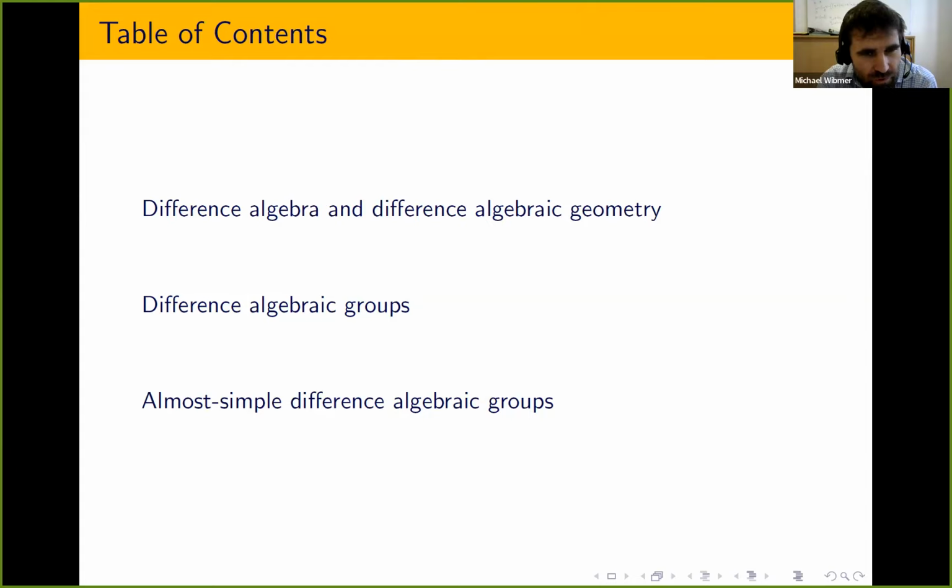I'll try to formally explain in detail what we even mean by a difference equation. You can roughly think of it as a discrete version of a differential equation. I'll explain the basics of what we call difference algebra and difference algebraic geometry. Algebraic geometry and commutative algebra are the main tools to study nonlinear systems of algebraic equations. In difference algebra and difference algebraic geometry, we try to do the same things, but for difference equations. Then in the second part, I'll introduce difference algebraic groups and give some examples.